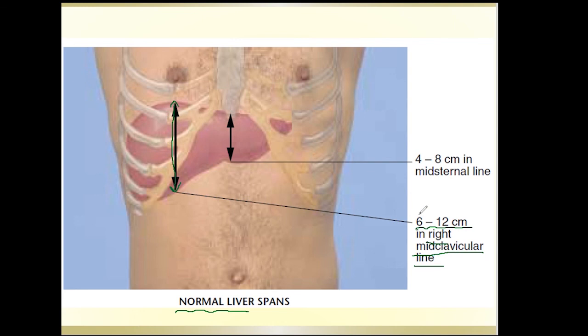Usually a liver is not smaller than 6, it's just that you couldn't feel it. But if it's bigger than 12 centimeters, that's some issue or a big liver. And if we go to the midsternal line, the center line, it's about 4 to 8 centimeters. Compared with the midclavicular line, the liver in this area is a little bit smaller. If it is bigger than this number, usually the person has a big liver.